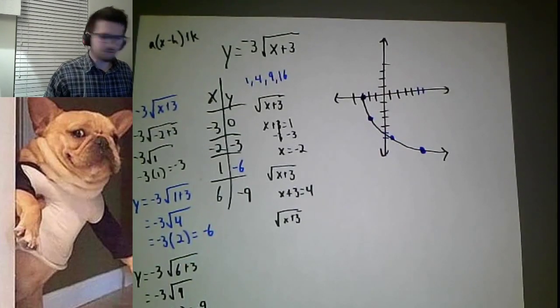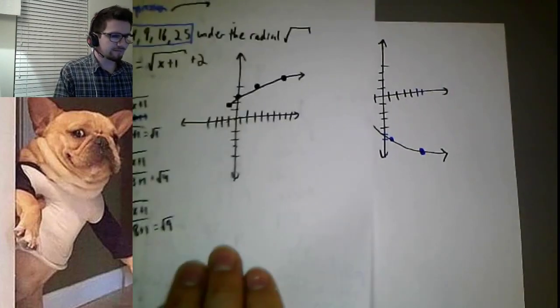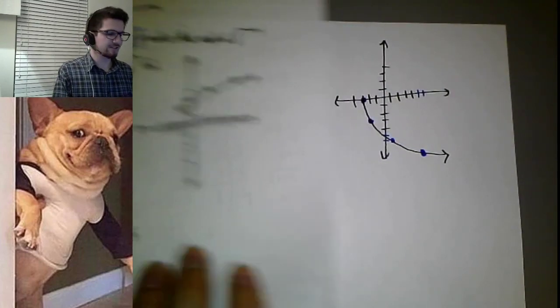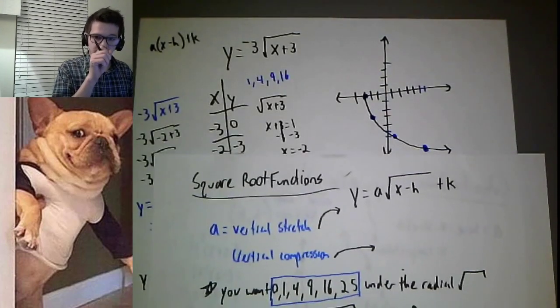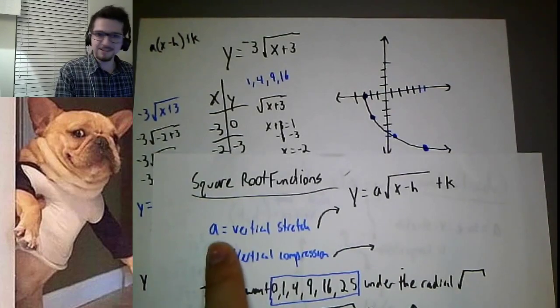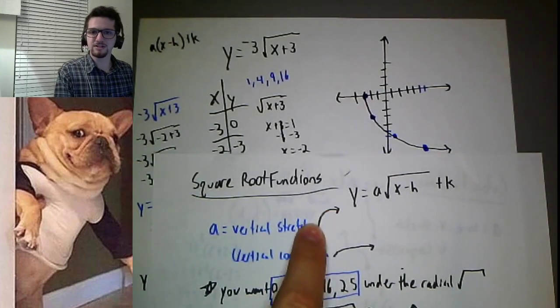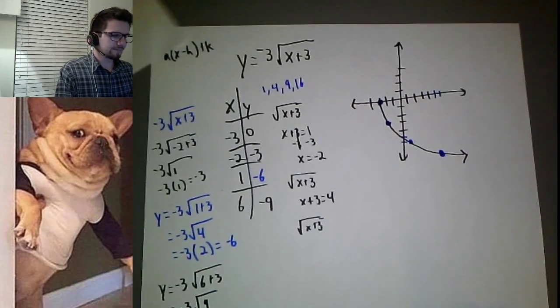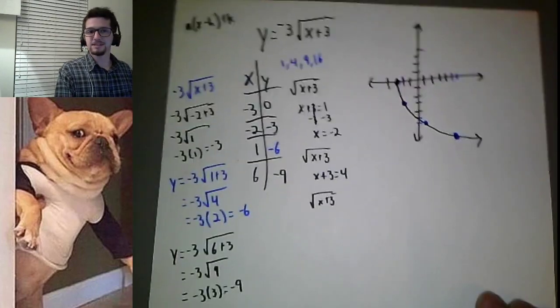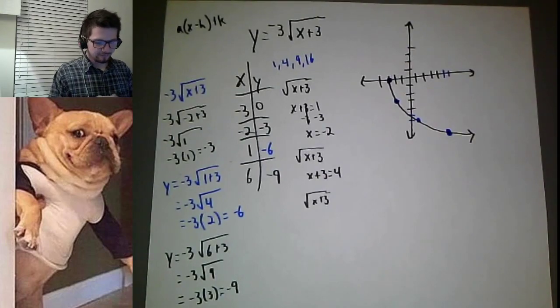Now, why does this look so different from this one? Why are they facing different directions? Because of Mr. Negative right there. Why is it so tall? Because A is a vertical stretch, which makes these look taller. So that is the extent of square root functions.